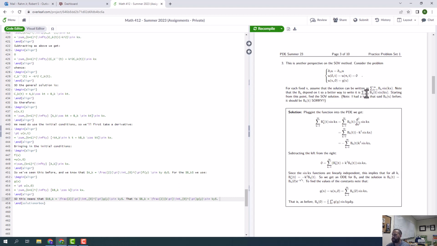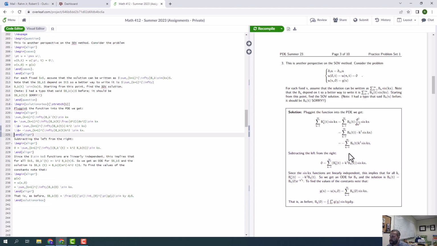And so now what I'm going to do is take this solution. I know that in principle, for every fixed value of t, I can write the solution as an infinite series of sine functions. And as t changes, I'm going to get a different coefficient here. So I can take this and plug it into the PDE. That's what I've done here. And I get bk prime sine of kx on the left-hand side, and this is what I get on the right-hand side. I'm going to subtract the right-hand side from the left-hand side, and I get this.